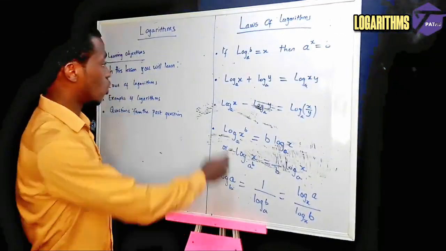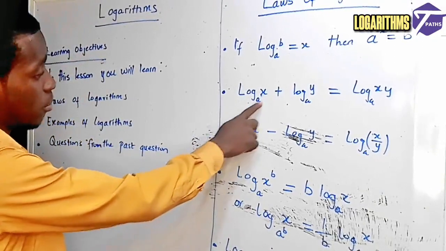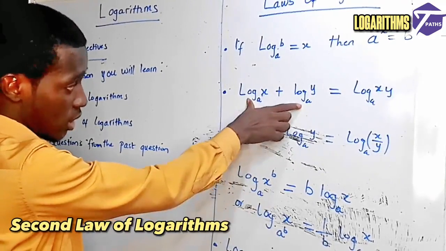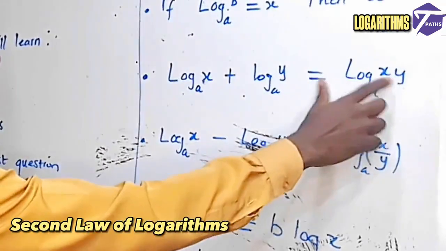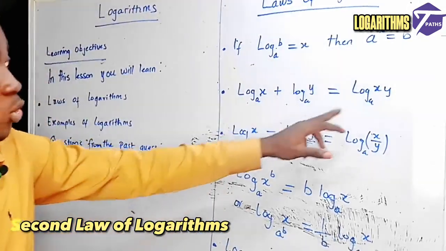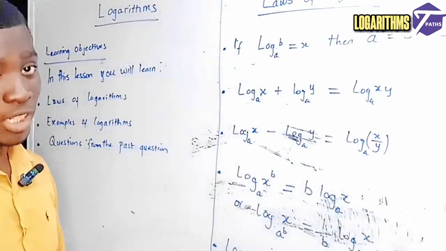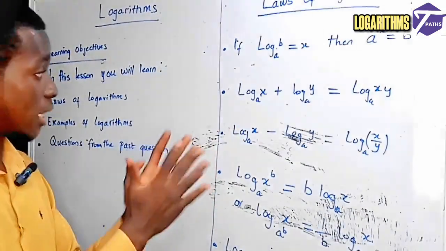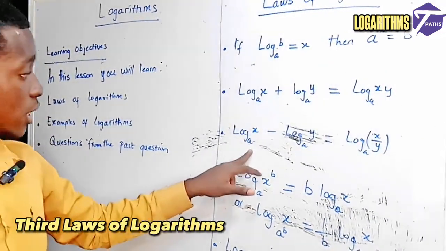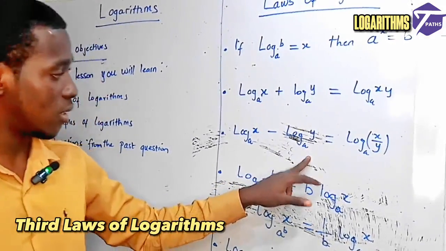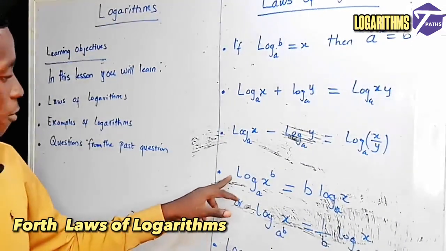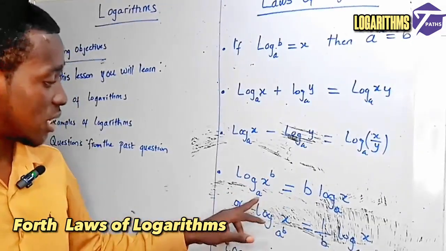Do you get that? So the second law is that if I have log x base a plus log y base a, then I can write it as log xy base a. What is the meaning? This plus will actually change to times. Anytime you have addition in logarithm, you will change it to times. So the third law is if I have log x base a minus log y base a, the minus changes to divide. Observe that.